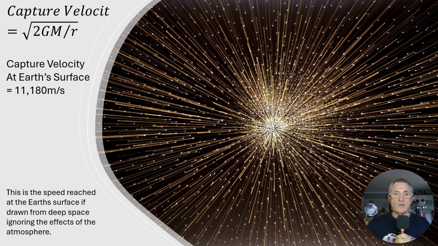Capture velocity is a well-known property in the gravitational field. It's equal to the escape velocity. It equates to a mass being drawn in to a gravitational field from a relatively great distance from the mass. Capture velocity at Earth's surface is 11,180 meters per second. This is the speed reached at the Earth's surface if drawn from deep space, ignoring the effects of the atmosphere.